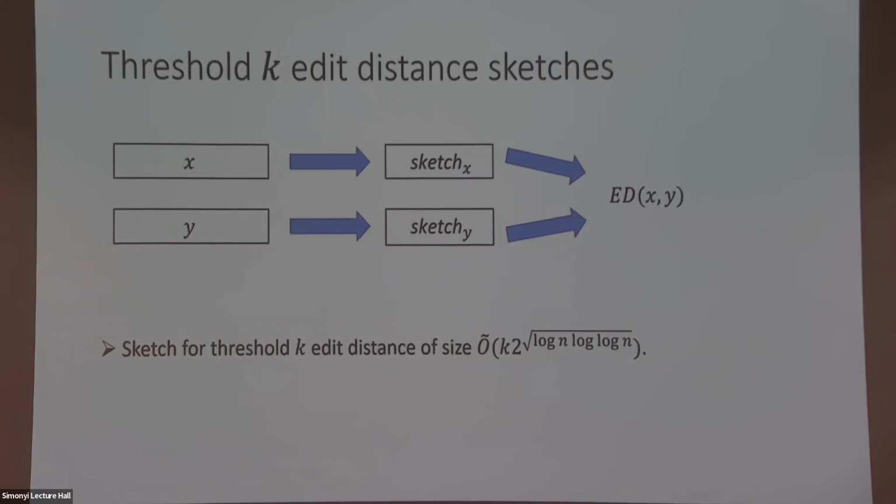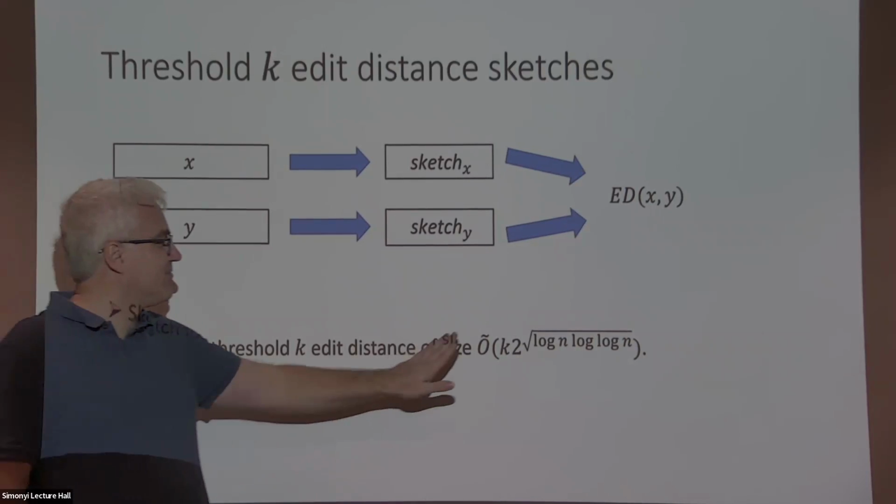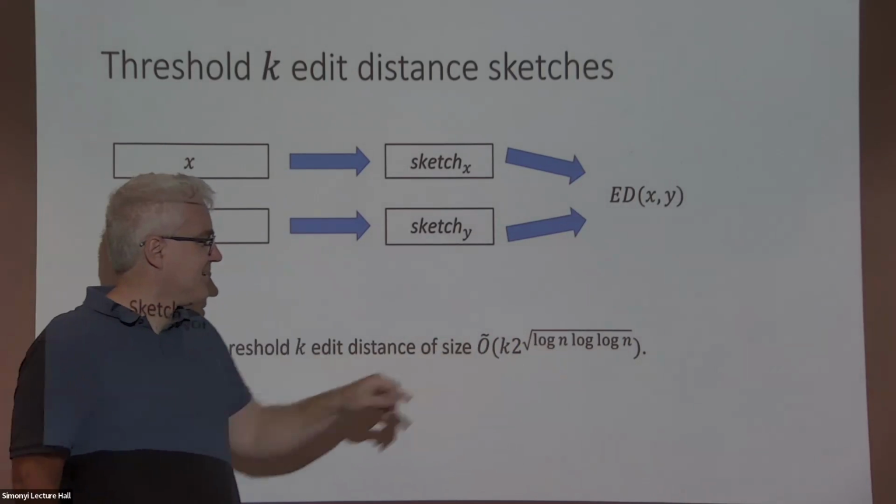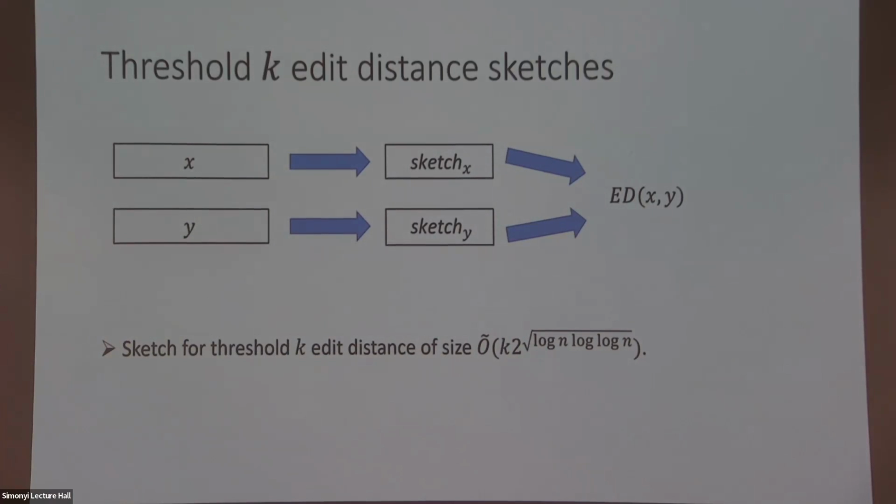So that's what we get. We think of this as negligible, and the point is that it has just linear dependence on k, which is actually required. It's known that if you want to compute the distance exactly, you need a sketch of size at least k.